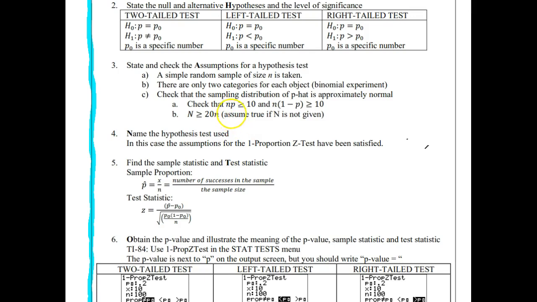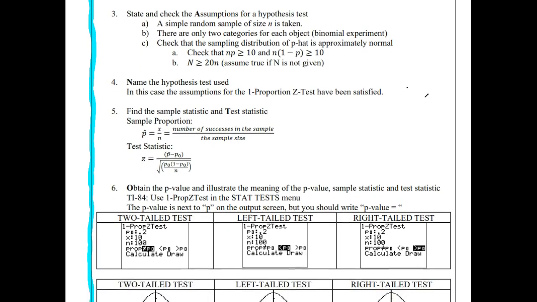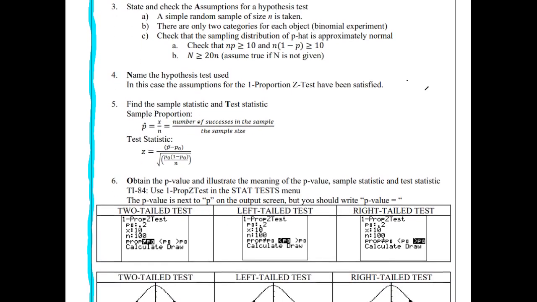So we need to check that n times p is at least 10, and n times 1 minus p has to be at least 10. And then if we're given a population size, which typically we are not, but if we have it, we need to check that cap N is at least 20 times little n. So if all of those conditions are met, then we can use the one proportion z-test. So the name of the hypothesis test here is one proportion z-test.